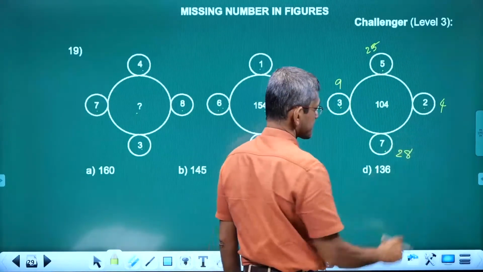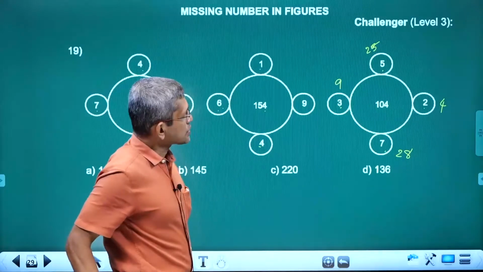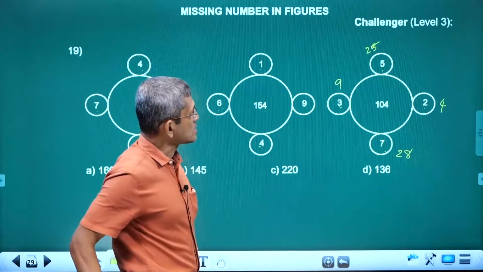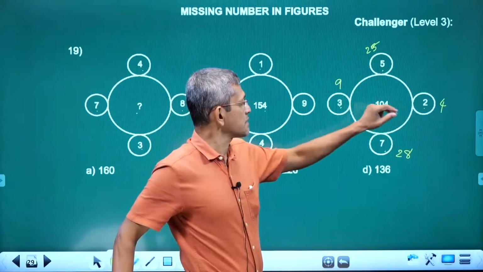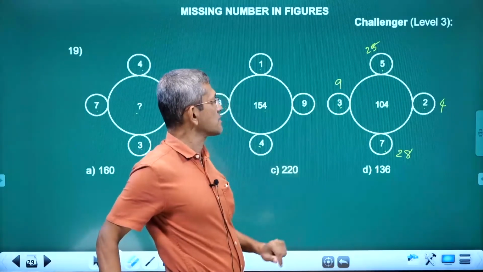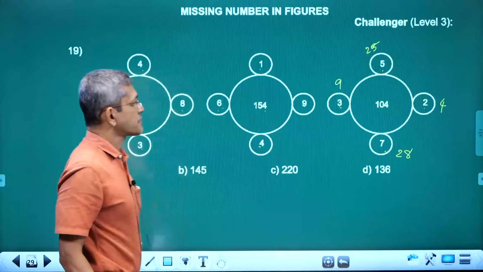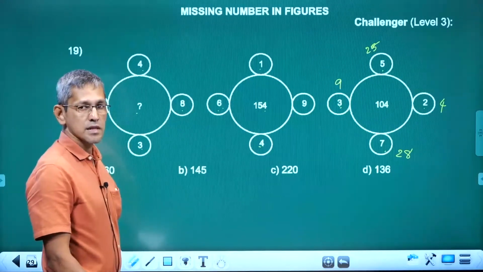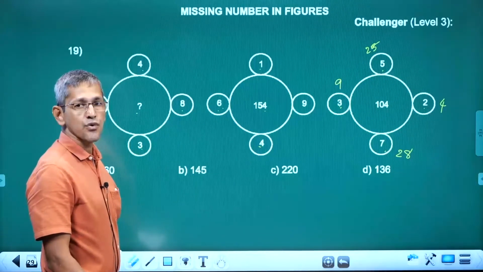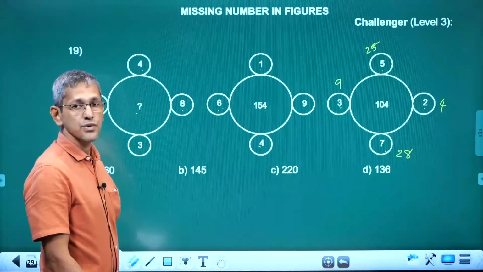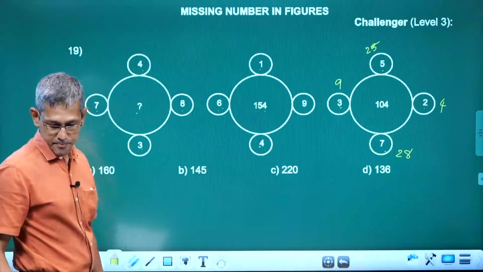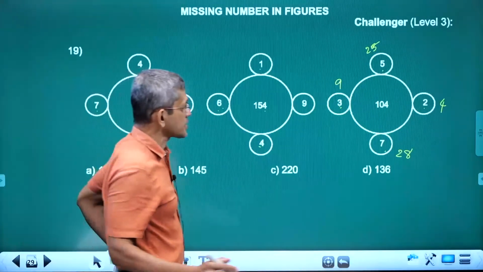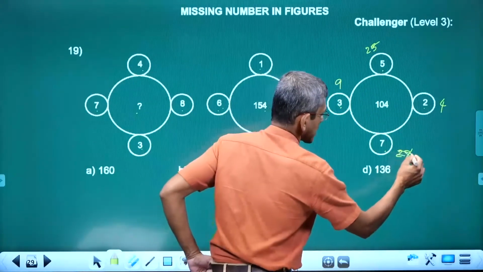Even if we added those numbers, what do we get? 25 plus 25 is 50, 53, 53 plus 4, 57, 57 plus 9, 66, right? So we are not really getting 104. So 104, where does it come from? Any idea? Oh, okay. I made a mistake here. This is 49.